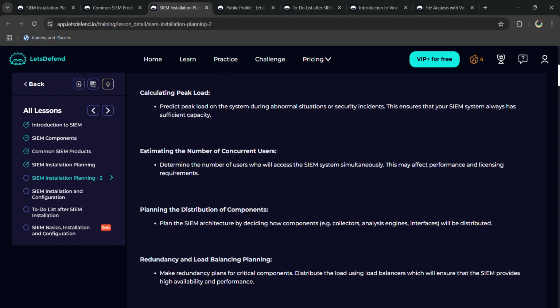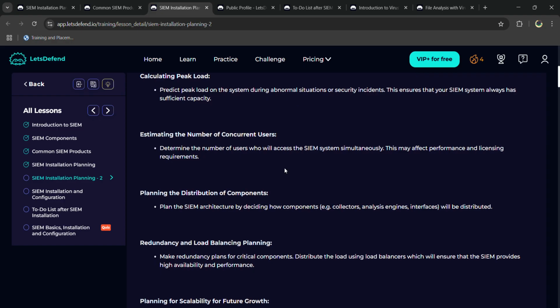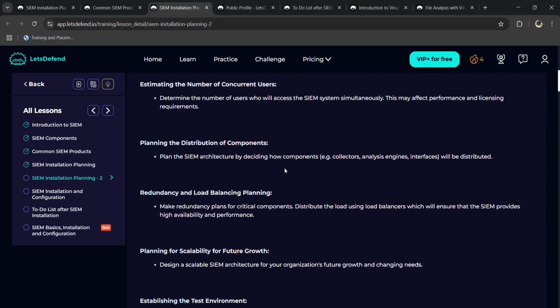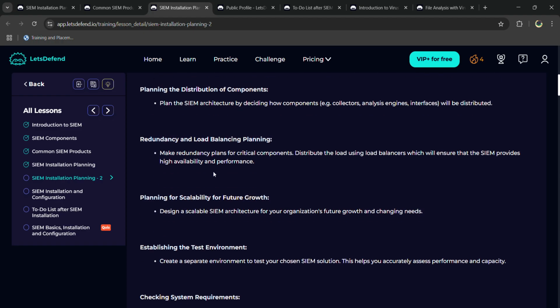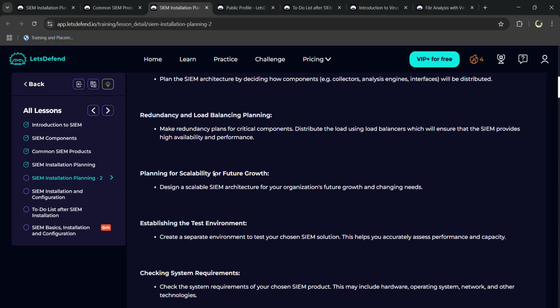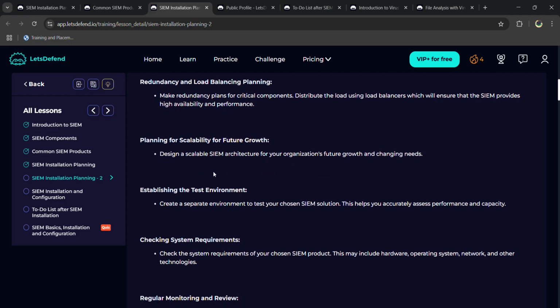Then is calculating peak load. Predict peak load on the system during abnormal situations or security incidents. Then we also need to estimate the number of concurrent users. Determine the number of users who will access that SIM solution simultaneously. Then we need to plan the distribution of components: collectors, analysis engines, interfaces, etc., and how they will be distributed. Redundancy and load balancing planning. Make redundancy plans for critical components.